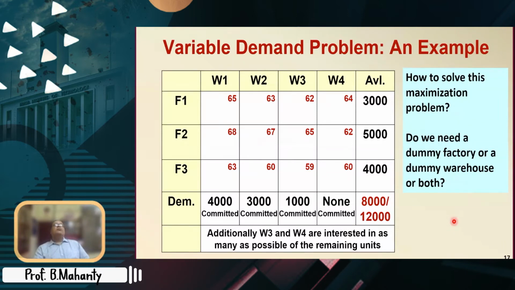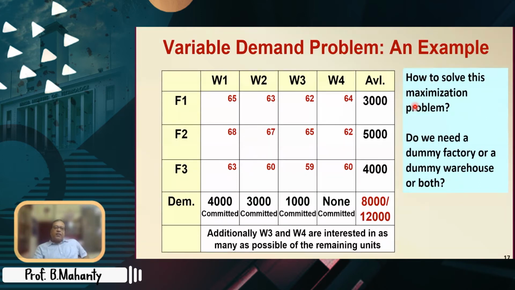Some answer you give. So apparently it looks like we need a dummy warehouse, but then you see already W3 and W4 are interested in the remaining units. So which unit should go to the dummy warehouse? What should be the demand of the dummy warehouse? If you put 4,000 as the demand of the dummy warehouse and solve the problem, this means that the remaining units are not going to be given to W3 or W4. They will be given to the dummy warehouse. But that's not correct, is it not?